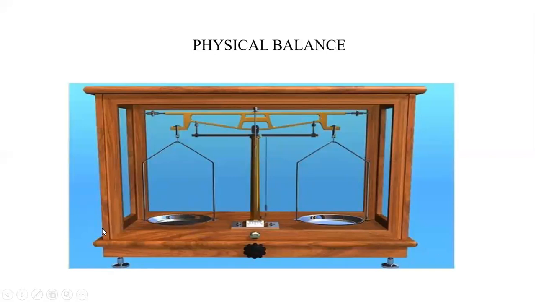This instrument is known as the physical balance. We can use it to measure the mass of an unknown object. One pan can be used to put the weights. We can put weights in one pan, and the object to be measured can be put in the other pan. By balancing each other, we can find the mass of an unknown object.